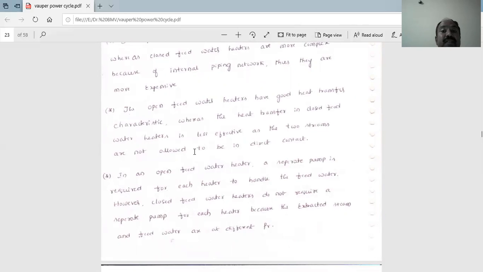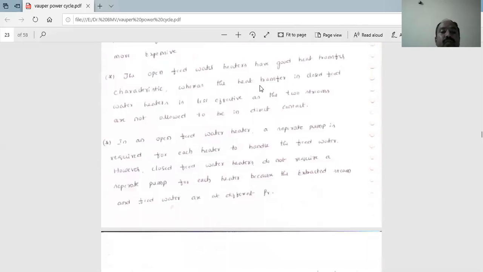Open feed water heaters have good heat transfer characteristics, whereas heat transfer in the closed feed water heater is less effective, as the two streams are not allowed to be in direct contact.